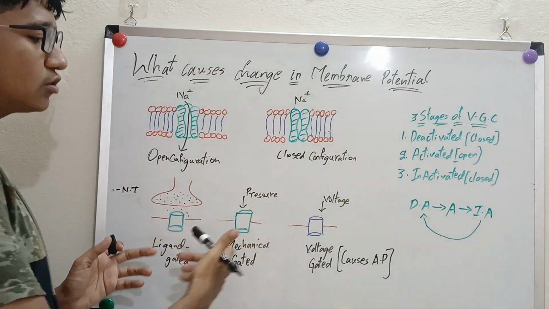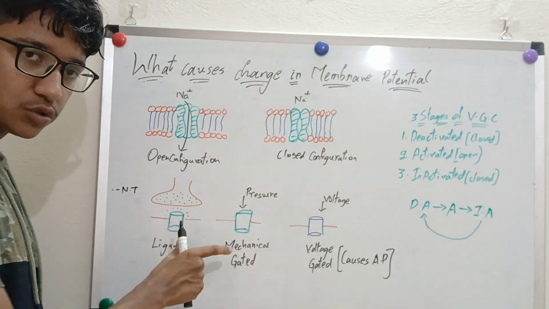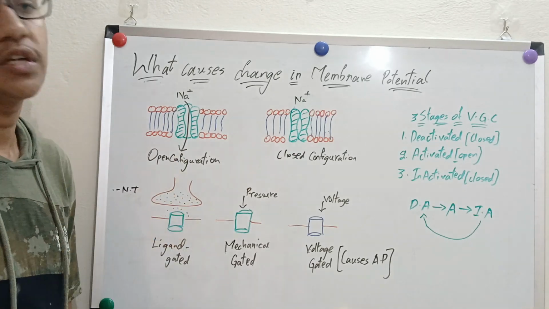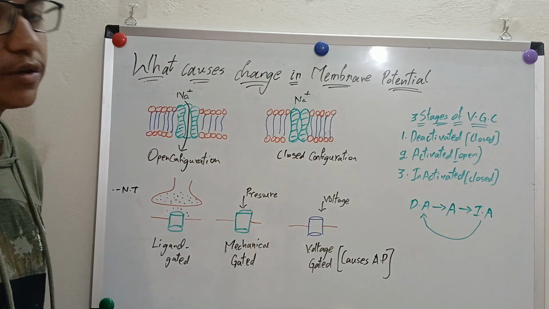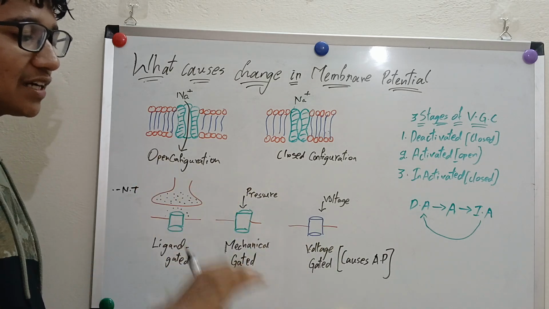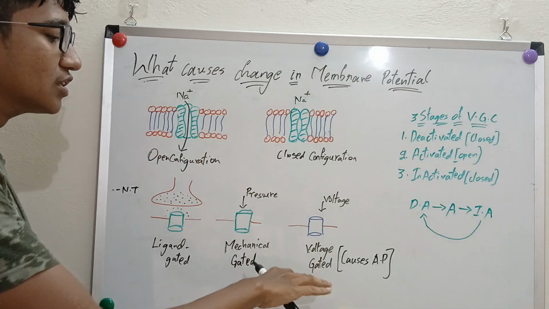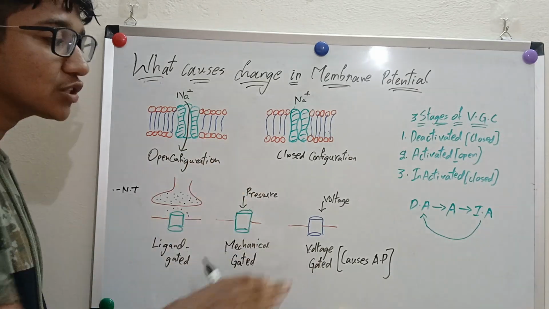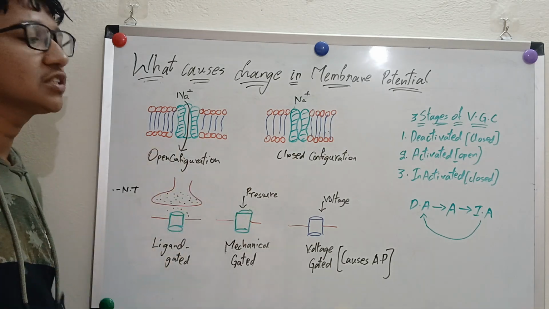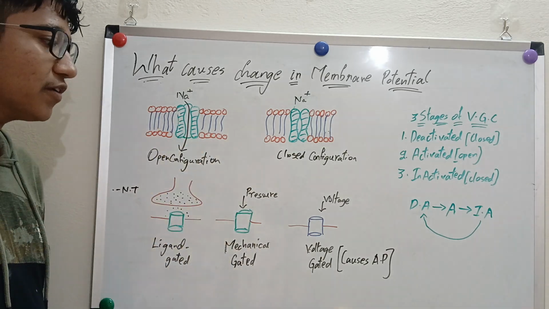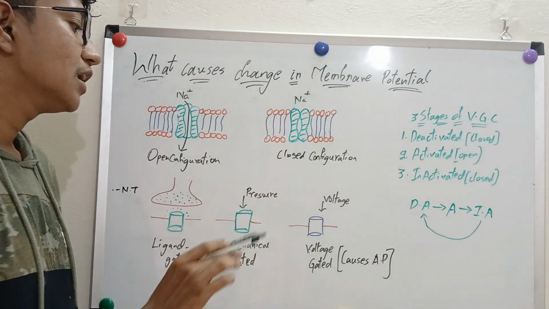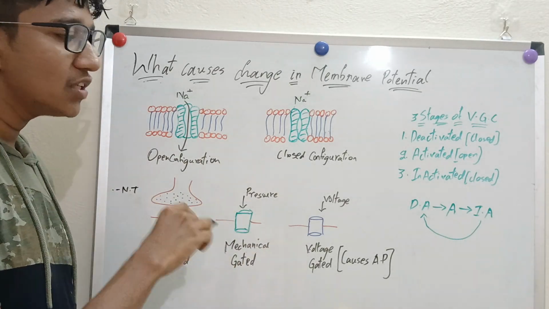Now, what is the difference between these two and the voltage gated ion channel? These two will induce graded potential, but this doesn't induce graded potential. Why? Because this will only open at a particular voltage. The stimulus for this is not pressure or neurotransmitter. The stimulus for this is voltage, and this will open at a particular voltage called threshold voltage. We have already observed this term in our previous class, and this is useful for generating action potential. Basically, these two channels will generate graded potential.